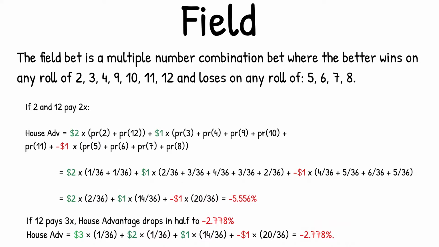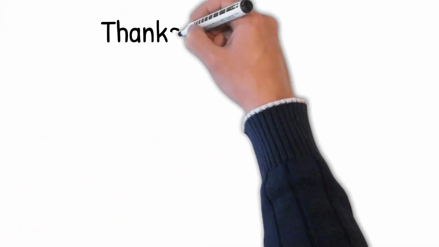If the 12 pays 3x, the house advantage drops in half to minus 2.778%. House advantage equals $3 times 1 over 36 for the 12, plus $2 times 1 over 36 for the 2, plus $1 times 14 over 36, plus minus $1 for a loss times 20 over 36, equals minus 2.778% house advantage.